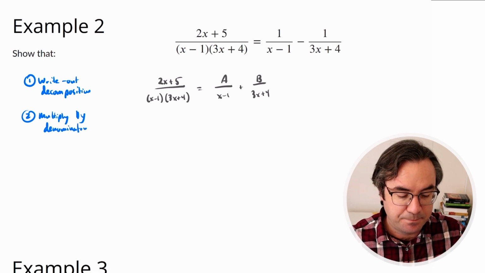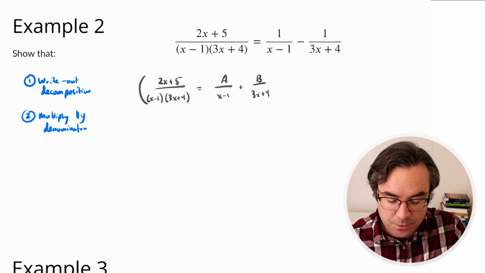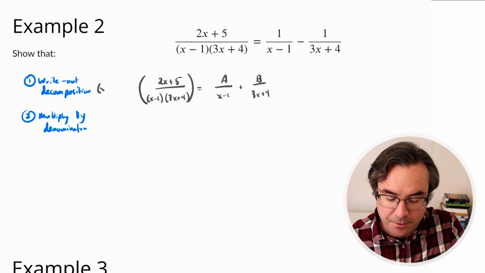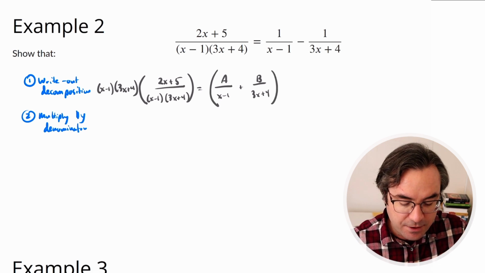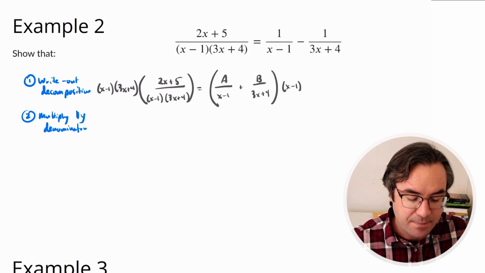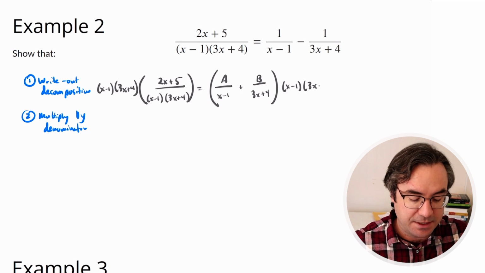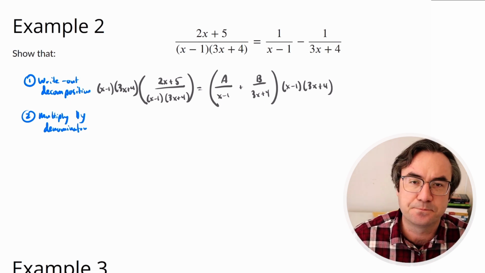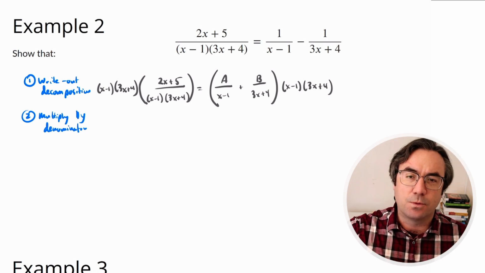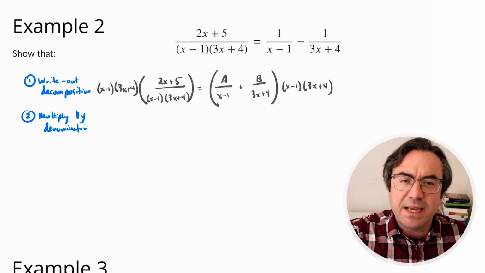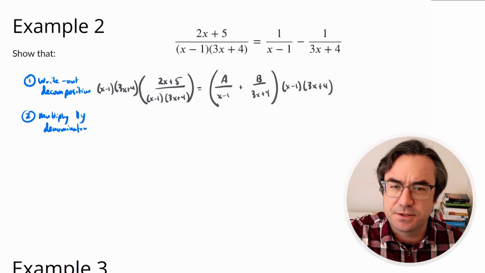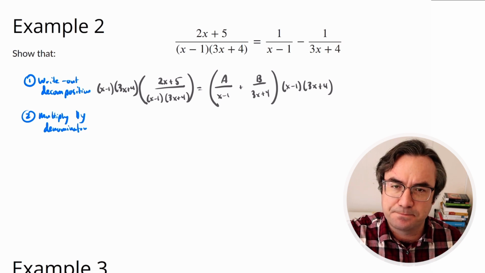So that's the next step, so we're going to do that. We're going to multiply everything on the left here by that common denominator, x minus 1 times 3x plus 4. And then we'll multiply everything over here by that same x minus 1 times 3x plus 4. All right, so why are we doing this? Well, it's going to get rid of the fractions for us and make it easier to solve for the coefficients for those a and b terms.